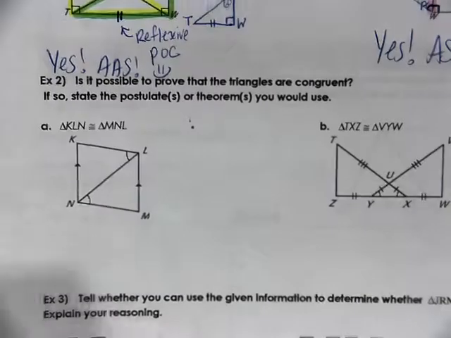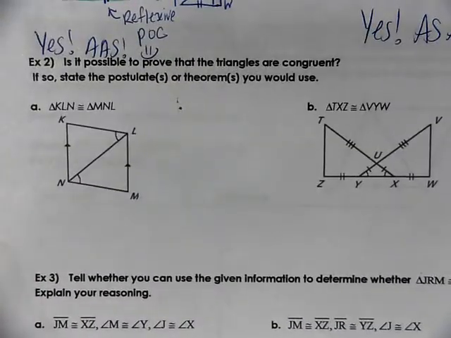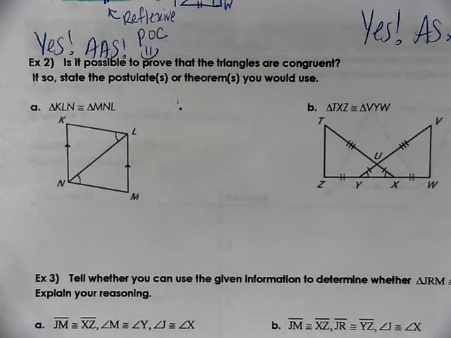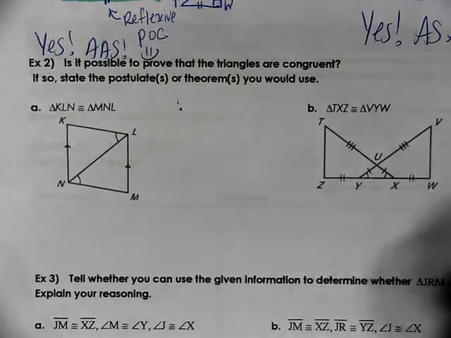All right, let's go ahead and look at example number 2. In example number 2, we want to know, is it possible to prove that the triangles are congruent? And if so, we want to state the postulates or theorems that we see. So let's go ahead and look at letter A.